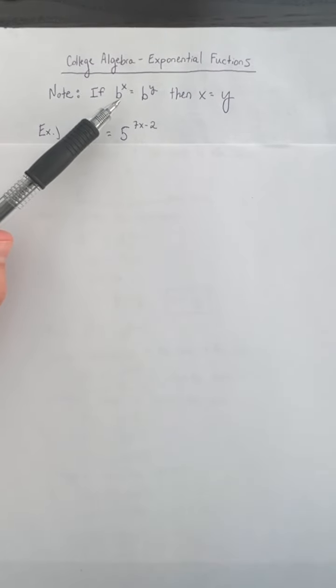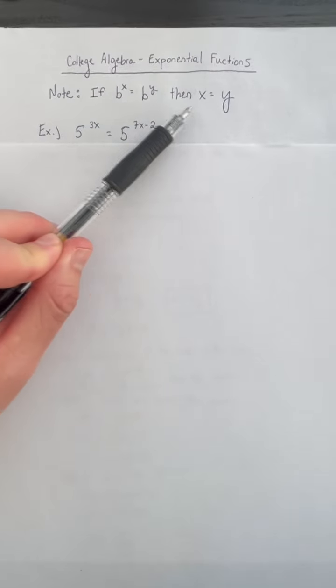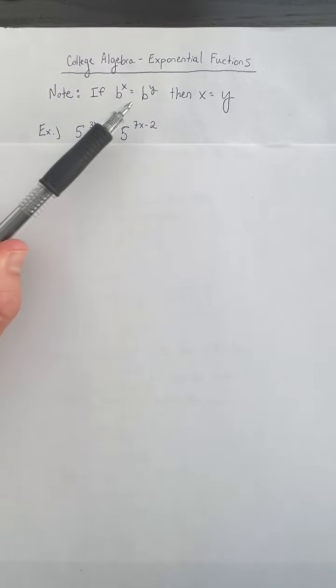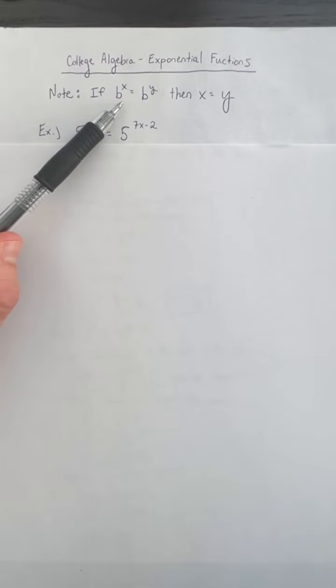The next section is on exponential functions, and so we'll be looking at how to solve for different exponents. So we know that if b raised to the x is equal to b raised to the y, then x is going to be equal to y. So the main thing here is we always want to get our bases equal to the same value. So we'll look at a simple example problem just to illustrate this definition here.